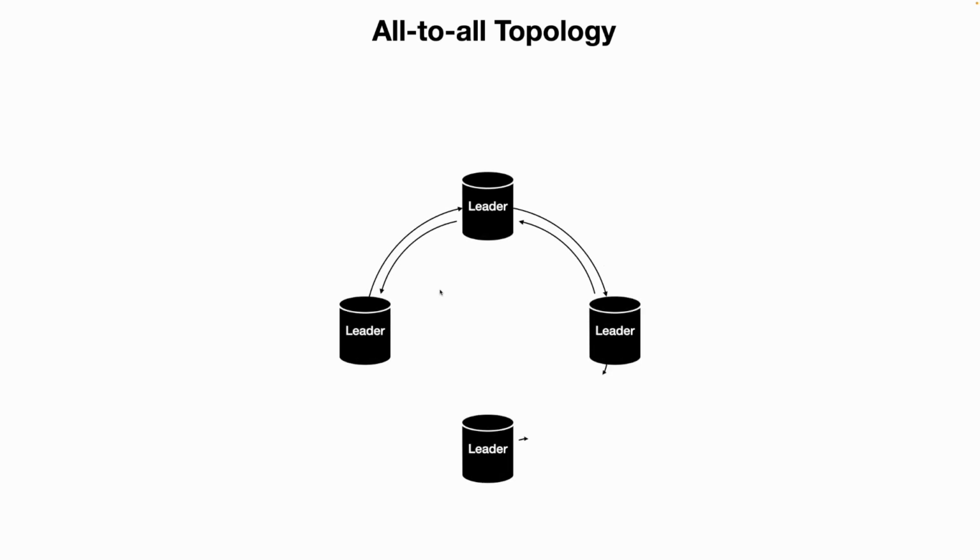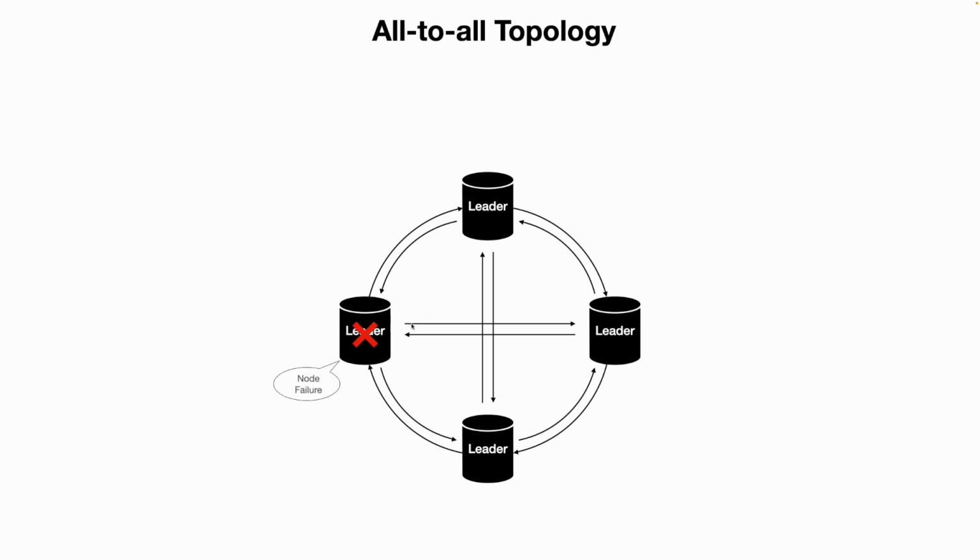The last one is the all-to-all topology. In this case, all the leaders are connected to each other, and all the leaders pass messages to each other. The advantage of this all-to-all topology is that if any leader is down, the message flow will not be interrupted. But the problem here is the overhead. Because each leader listens to multiple messages, we have to do extra work for the syncing process as compared to the star or circular topology.